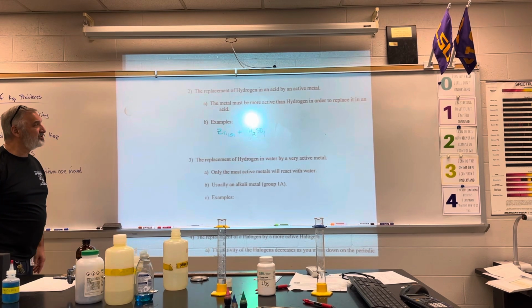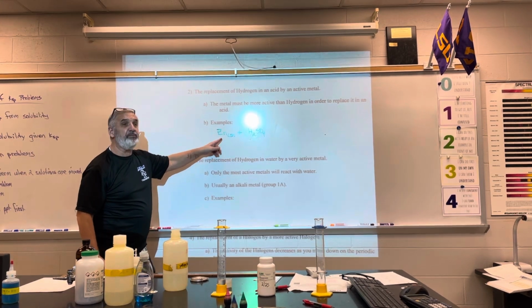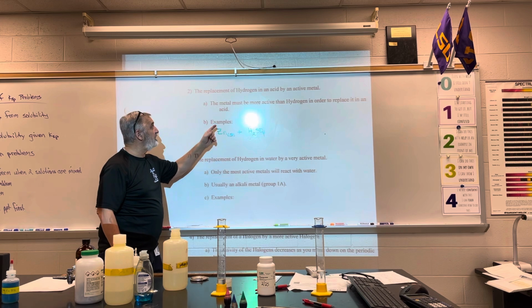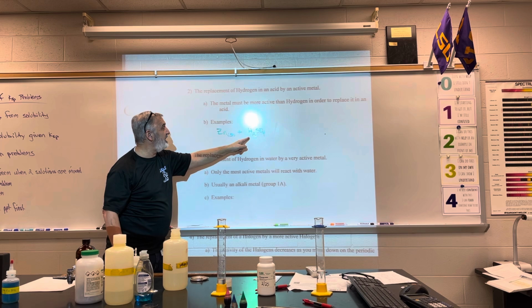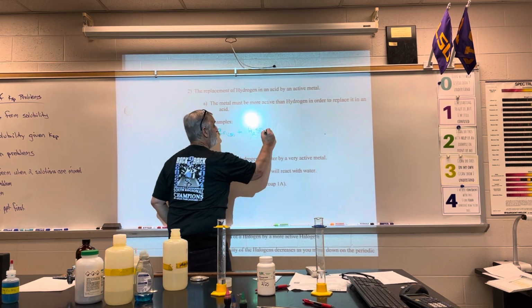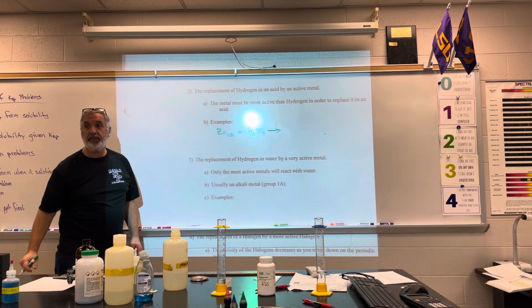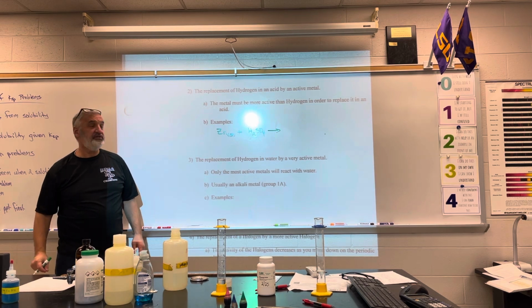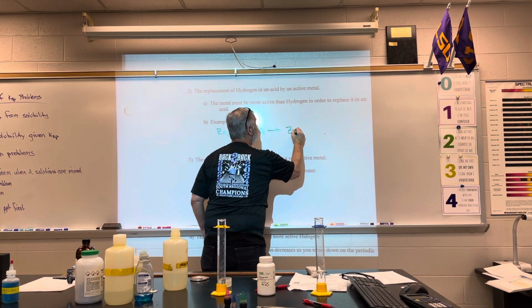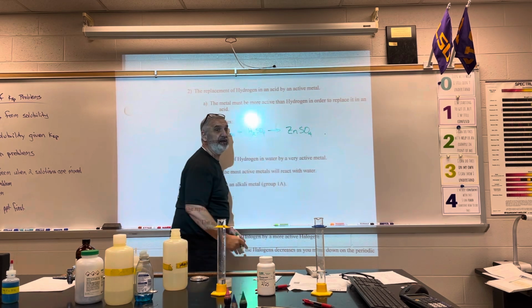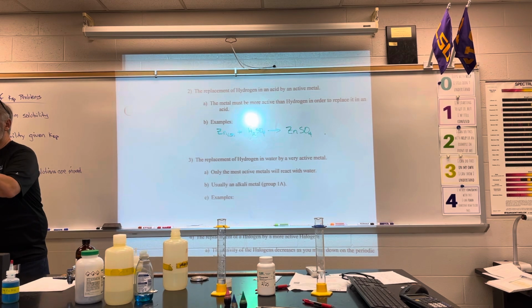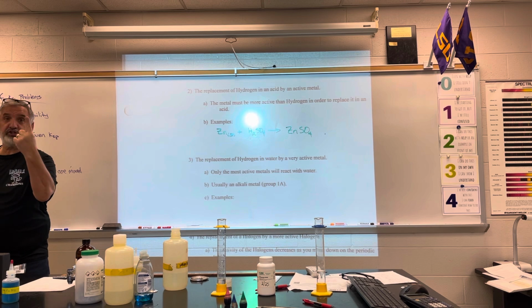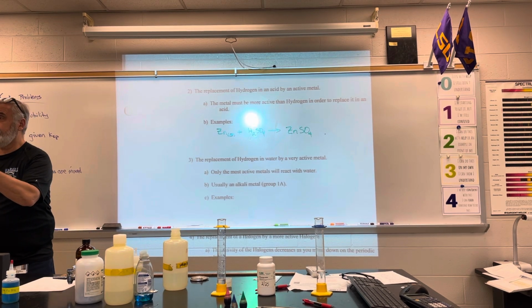I like that. So we have zinc is above hydrogen. So the metal must be more active. It's the replacement of hydrogen by an active metal. So what are we going to make? ZnSO4. But remember, what's the first step always in writing the formula of a compound? Balance the subscripts. What are we balancing with subscripts? The charge. So what's the charge on zinc? What's the charge on sulfate?